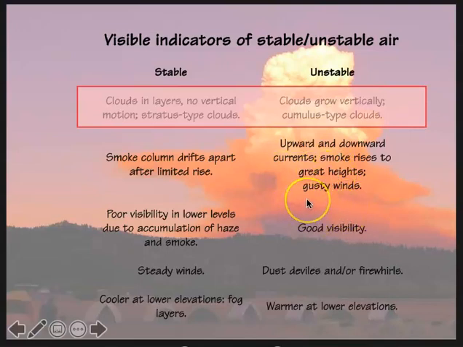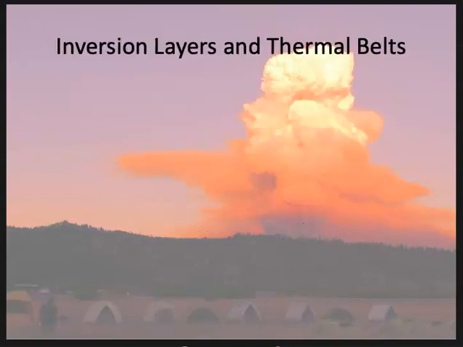Upward and downward currents are going to be very much a part of unstable air. You're going to get cumulonimbus type of clouds that are going to grow vertically. You will have good visibility down at the fire because all the smoke's going straight up, but you're also going to have dust devils, fire whirls, and lower elevation intense heat.